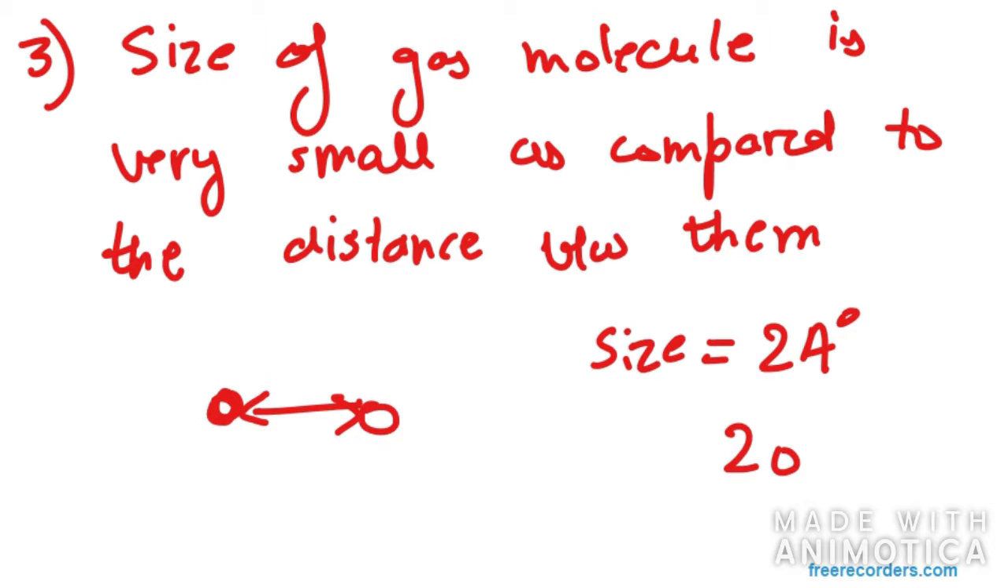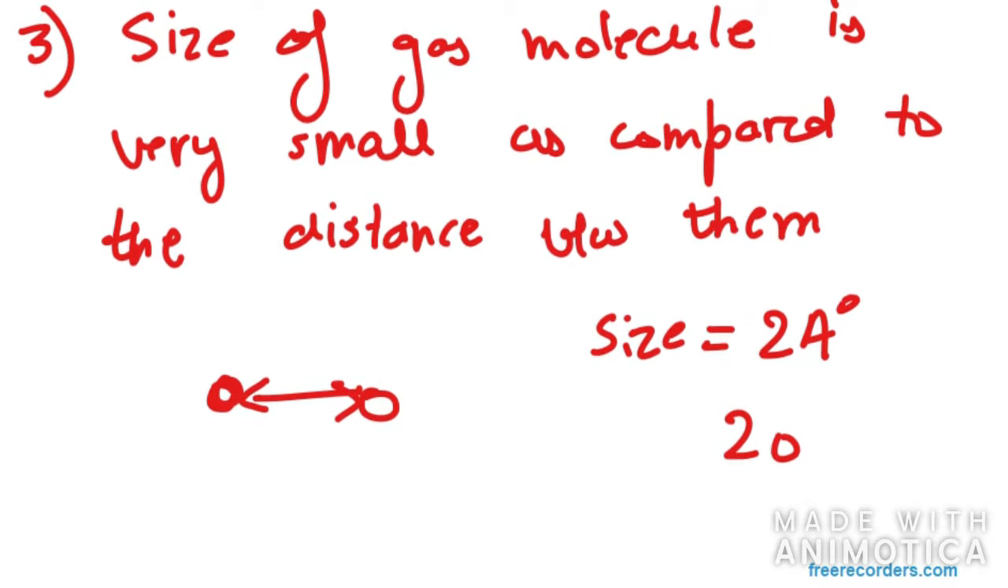The third one says that the size of a gas molecule is very small as compared to the distance between two molecules. So suppose that the size is 2 angstrom and the typical distance between two gas molecules is about 20 angstrom. So you can see the difference between these two. Therefore, it says that the size of a gas molecule is very small as compared to the distance between them.